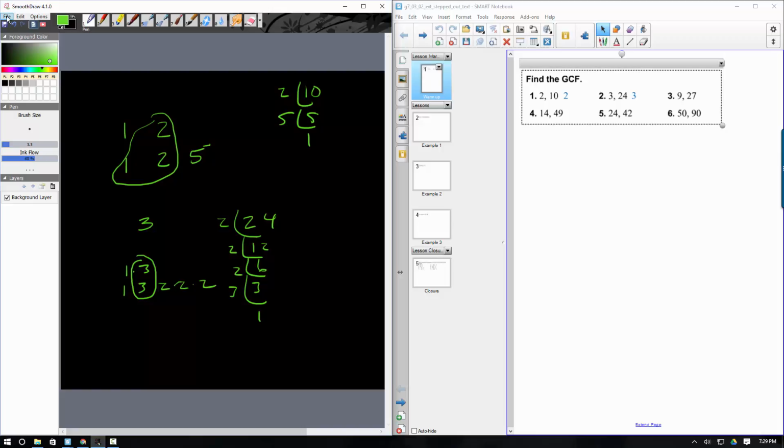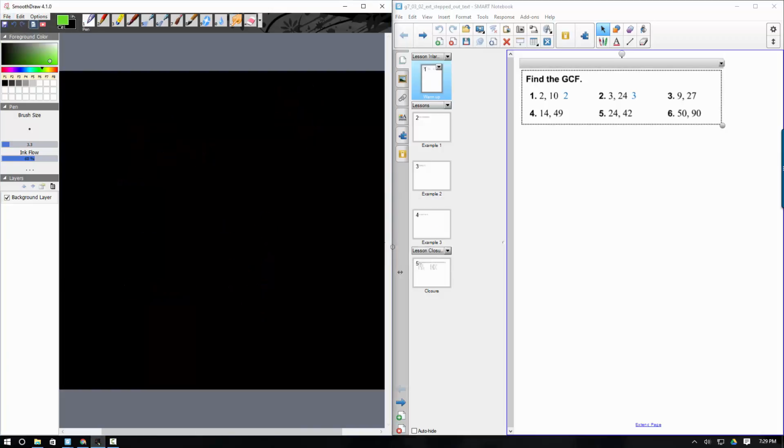The next one is going to be 9 and 27. So I'm going to go through and do the prime factorization, which would be 1 times 3 times 3. And then for my 27, if I do the prime factorization of that, I'll have a 3, a 9, a 3, a 3, a 3, and a 1. And I'll put these down. So I have my 1, 3, 3, 3. And what they have in common is this 3 and 3. So 3 times 3 is 9. So the greatest common factor here is 9.